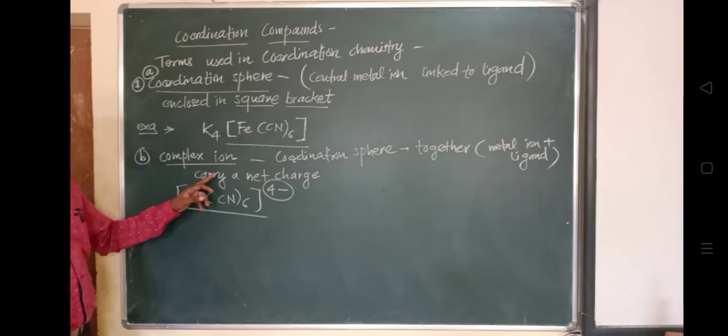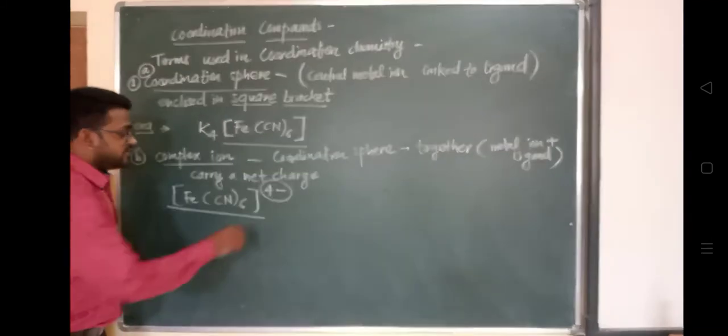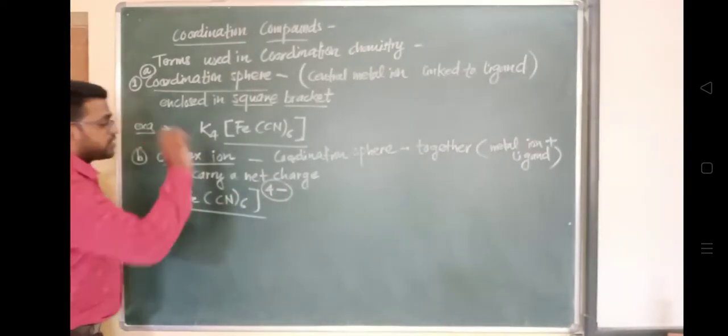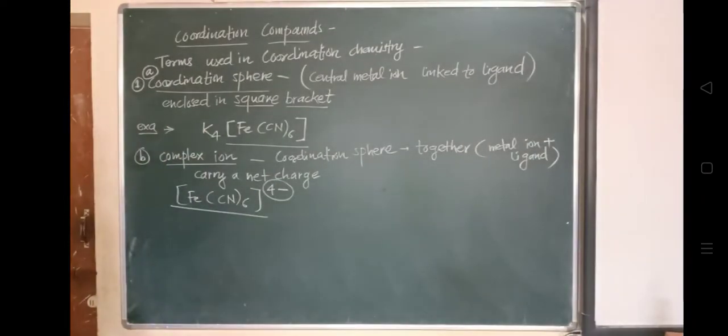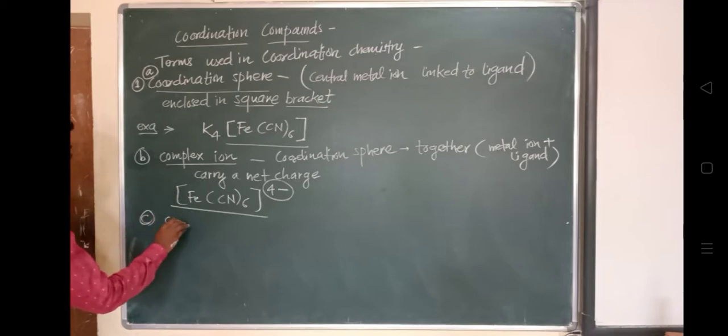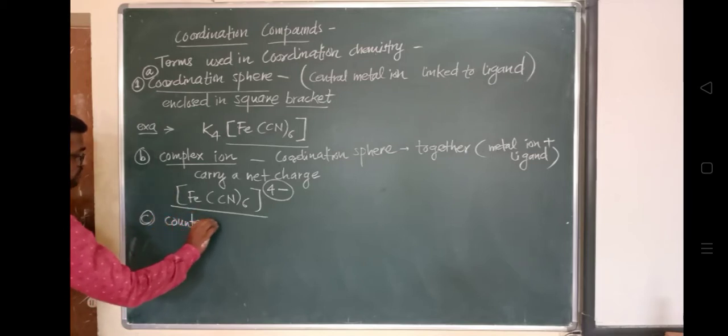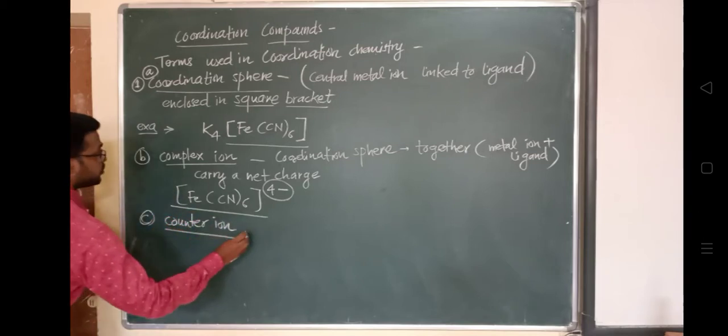Now the third part: the ionizable groups shown outside the bracket are called the counter ion. These are ionizable groups, and they are shown outside the bracket.